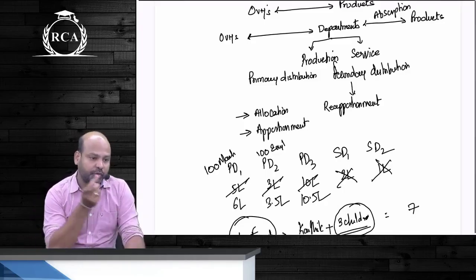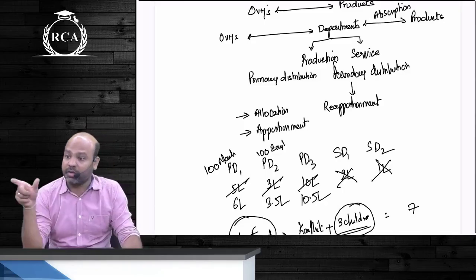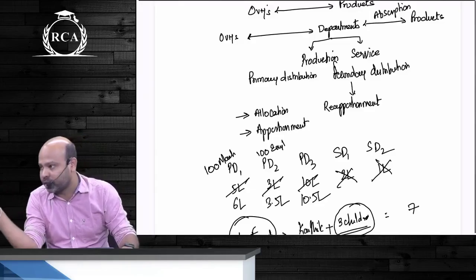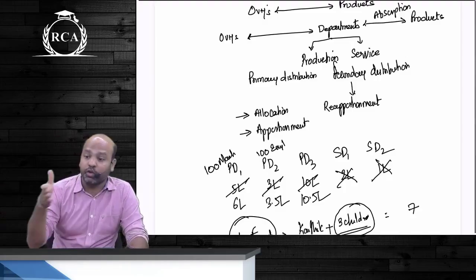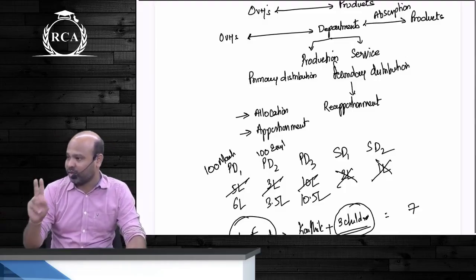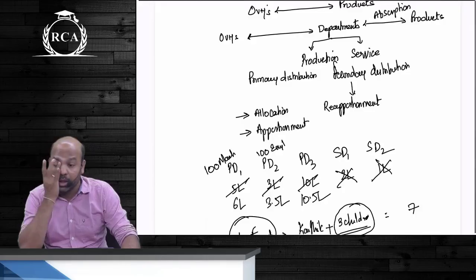So for this purpose of transferring overheads to the end product, I said first there'll be primary distribution of overheads, then there'll be secondary distribution of overheads, and then there's going to be absorption of overheads. Primary distribution of overheads is transferring overheads to different departments first. Under this, two things: allocation and apportionment.